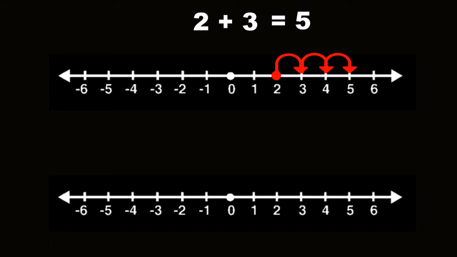Let's review how we use it to add or subtract positive numbers. To do 2 plus 3, we just start with 2 and move 3 steps to the right to get 5. To do 2 minus 3, we also start with 2, but move 3 steps to the left to get negative 1.